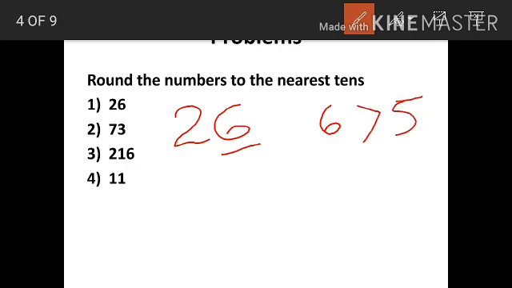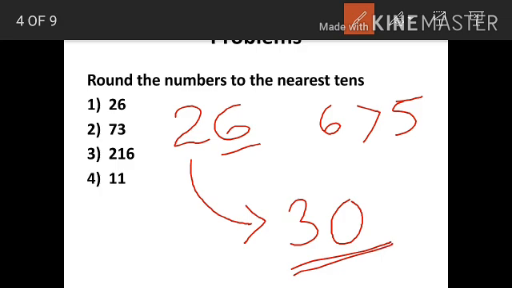Then what we should do? We should add 1 to the tens digit. If we are adding 1 to the tens digit, we get it as 3. 2 plus 1, we will get it as 3. And what about the digit in ones place? We have to put 0 there. So when we are rounding off 26 to the nearest 10, we get the answer as 30.